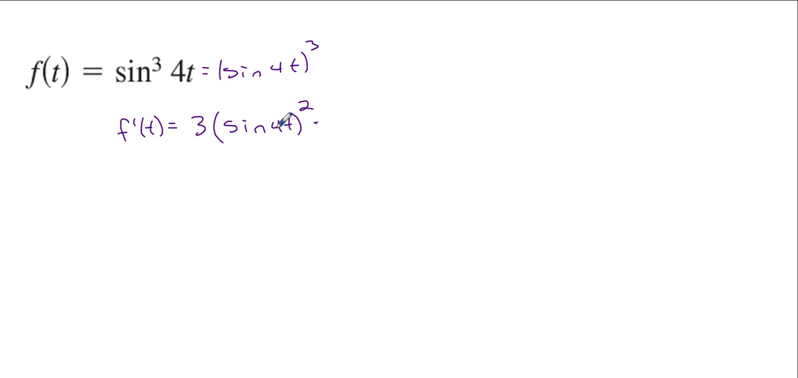So derivative of sine of 4t, derivative of sine is cosine at the inner function times the derivative of that function now, times 4. Okay, simplifying, it looks like we're going to have 12. I'm putting cosine 4t first. And then I'm putting sine squared 4t second. And boom, we are done.